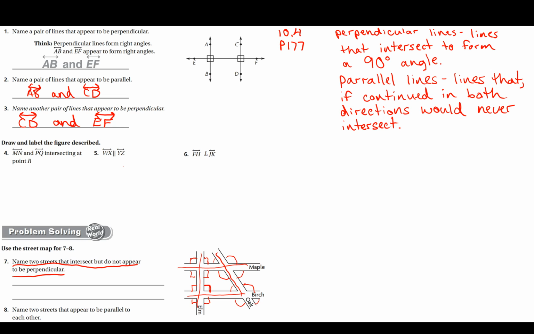So, name 2 streets that intersect but do not appear to be perpendicular. That was Oak Street, and then it intersects actually with either one of these streets, and it's not perpendicular. So Oak, and we could say either Maple or Birch. So Oak and Maple would be fine, but I'm going to put both answers because we could also put Oak and Birch. Either one are acceptable answers.